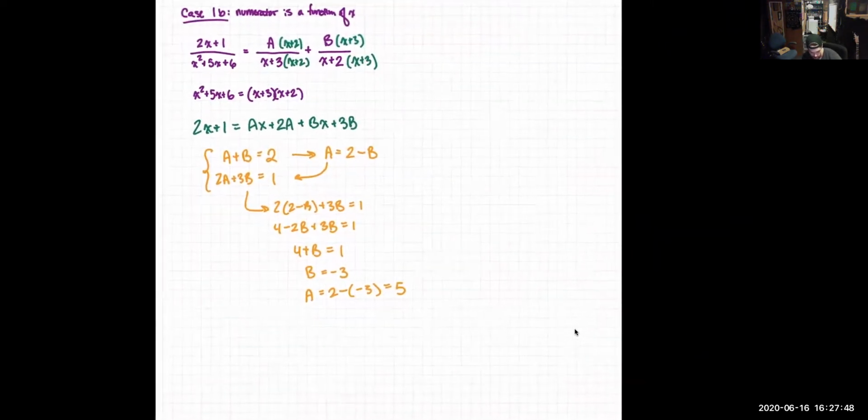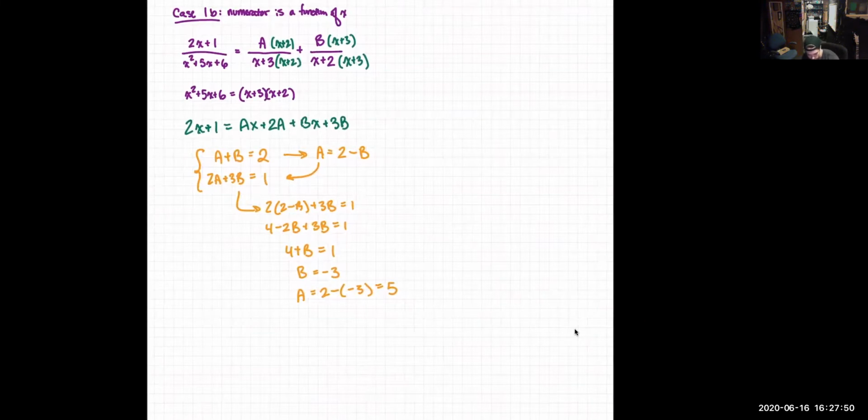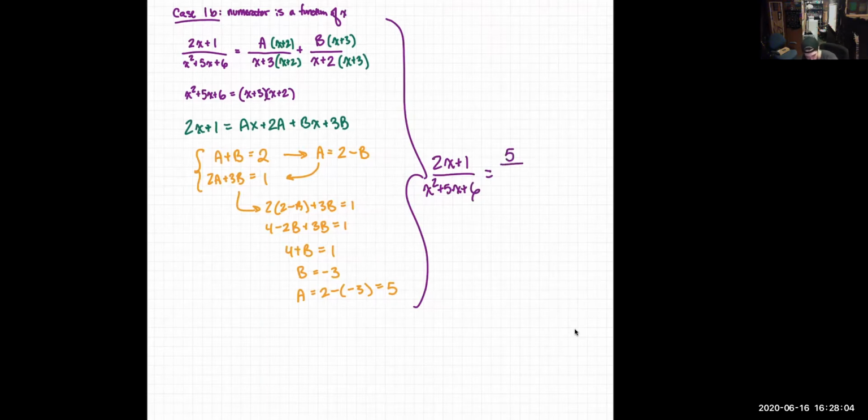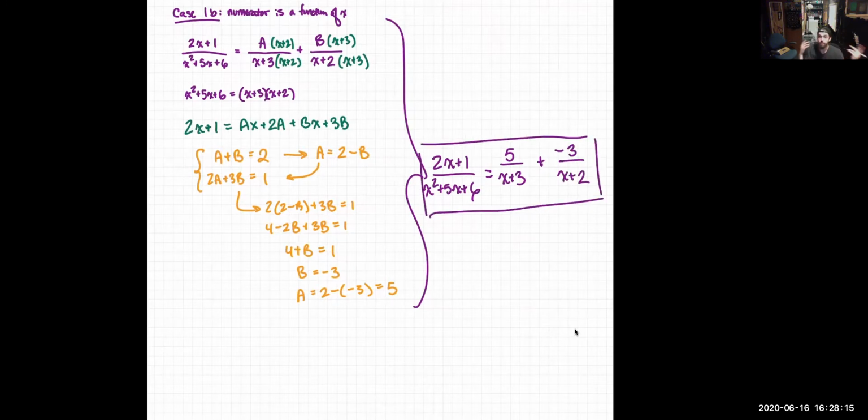So looking at our original question again, this just means, in summary, that 2x plus 1 over x squared plus 5x plus 6 equals, a was 5, so 5 over x plus 3 plus negative 3 over x plus 2. And that would be our valid partial fraction decomposition.